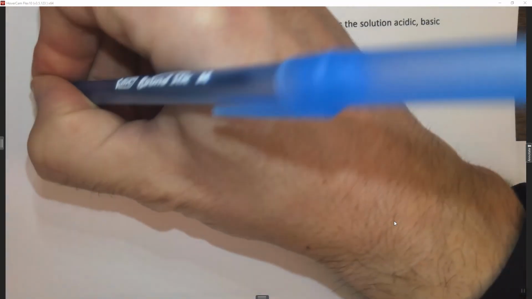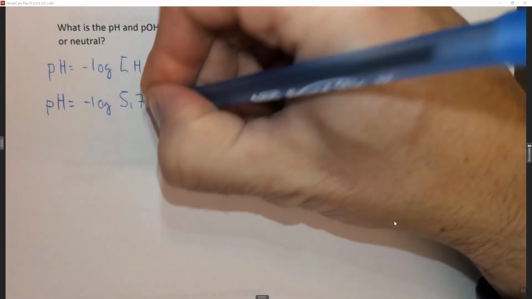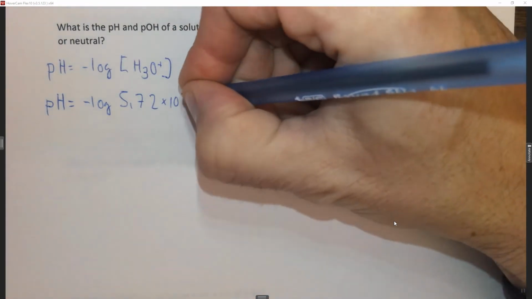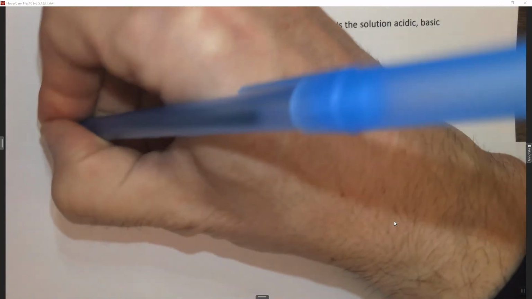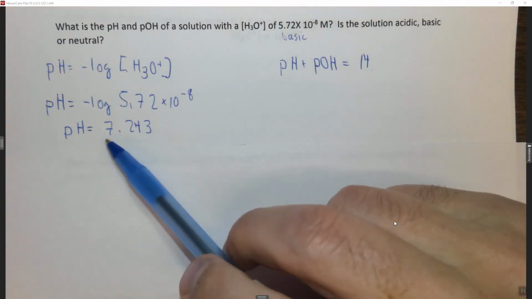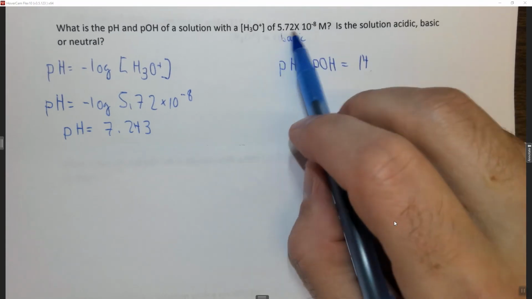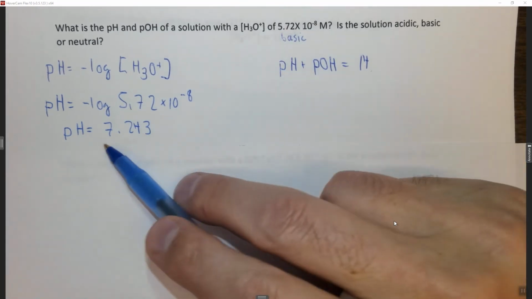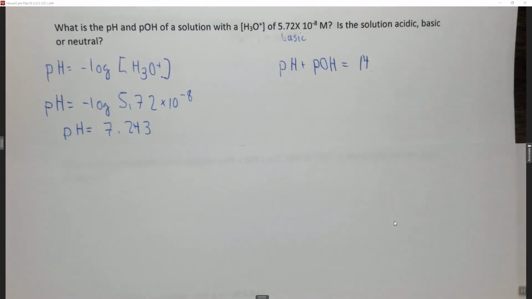So in this case, we have pH equals the negative log of 5.72 times 10 to the minus 8 molar. And when you do that work, you find that the pH is equal to 7.243. Remember that I said it was going to be 7 point something, because if this was 1 times 10 to the minus 8, this would be 8. But because it's a little bit bigger than 1 times 10 to the minus 8, this is going to be 7 point something. Okay, this number actually goes down when this number goes up because of the logarithm.